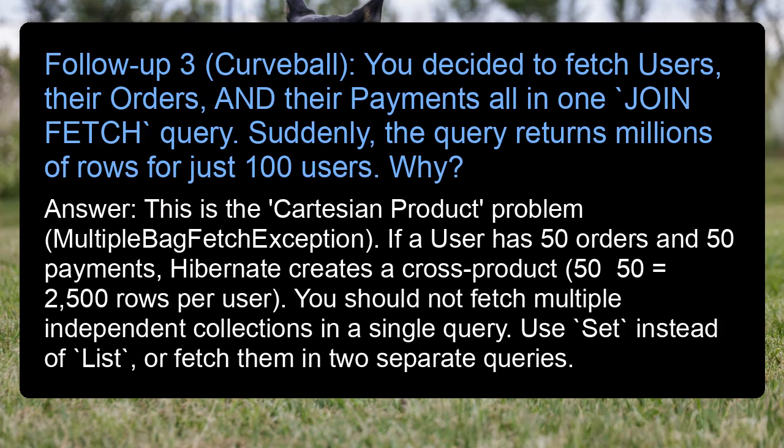Follow-up 3. Curveball. You decided to fetch users, their orders and their payments all in one join fetch query. Suddenly, the query returns millions of rows for just 100 users. Why? Answer: this is the Cartesian product problem, MultipleBagFetchException. If a user has 50 orders and 50 payments, Hibernate creates a cross-product, 50 x 50 equals 2,500 rows per user. You should not fetch multiple independent collections in a single query. Use Set instead of List, or fetch them in 2 separate queries.